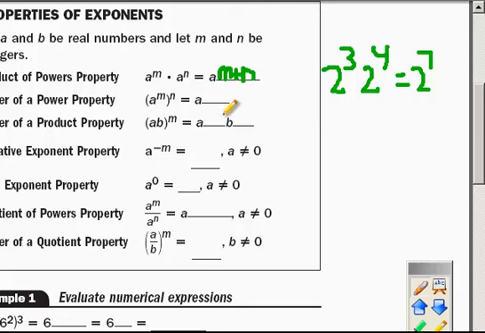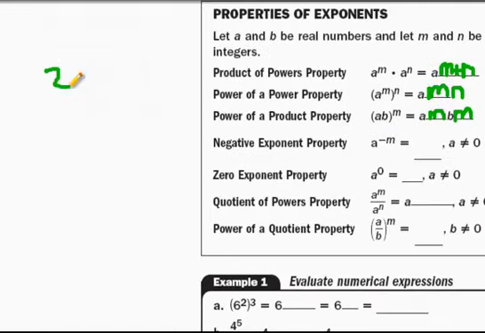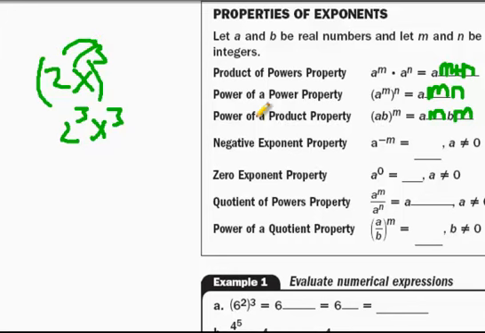The power of a power property, that's the one where we multiply the m times the n. So if I said 2 to the 3rd to the 4th power, that would be 2 to the 12th. If I take a look at the power of a product property, ab to the m is going to be a to the m, b to the m. That's something like 2x to the 3rd power would be 2 to the 3rd times x to the 3rd. That 3 kind of goes whoop, whoop.